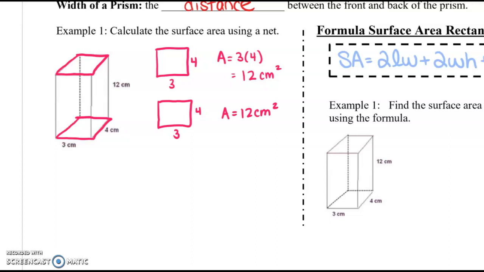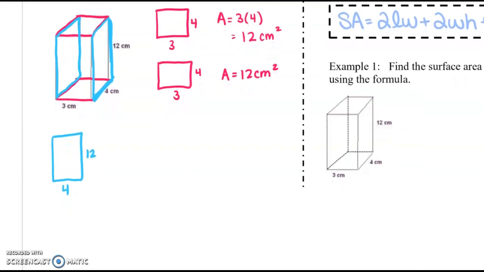Now the right and the left are the same. So this right one here, that's another rectangle. I'll draw it down here. And that rectangle is 4 by 12, and that's going to be the same thing as the left-hand side. That is also a 4 by 12 rectangle. So once again, I'm going to have 2 of those. So my area is going to be 4 times 12 for both of those. If I go into my calculator and do 4 times 12, it gives me 48. So 48 centimeters squared, 48 centimeters squared.